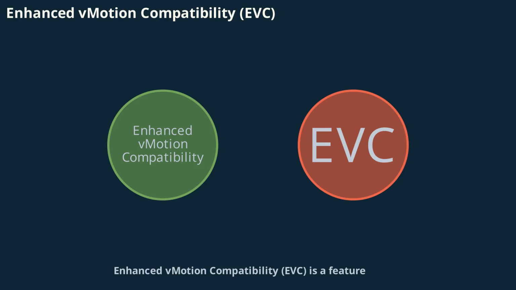Enhanced vMotion Compatibility, EVC, is a feature that ensures CPU compatibility across different ESXi hosts. By masking certain CPU features, EVC allows VMs to migrate seamlessly between hosts with different processor generations. This is especially useful in environments with mixed hardware, reducing compatibility issues and simplifying migrations.